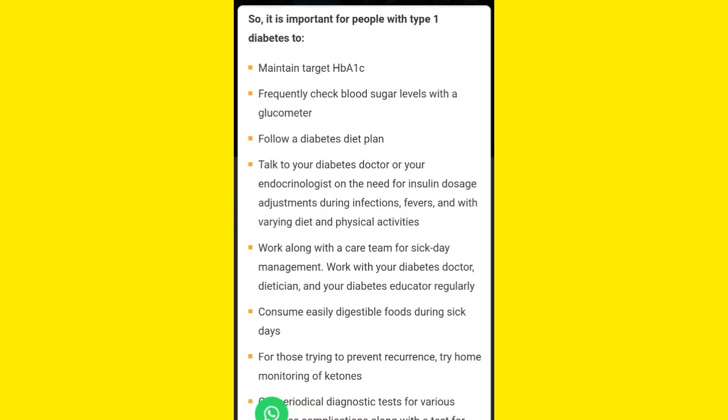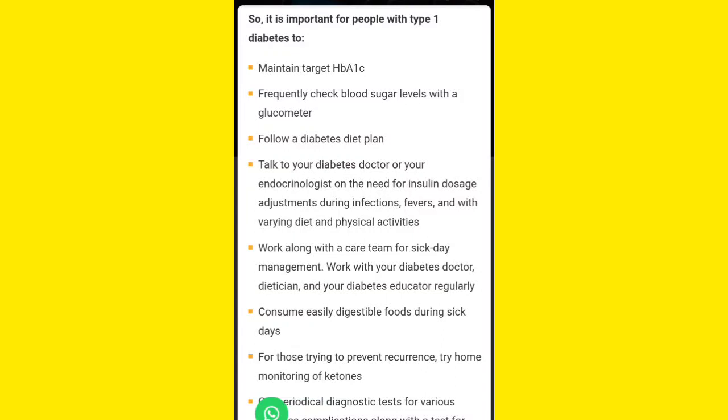This is very, very important. Basically, we need to know how we can prevent this condition. Diabetic ketoacidosis basically happens in patients with type 1 diabetes. So the patient is already having some diabetic diet plan, and is already consulting a dietitian or endocrinologist. So first of all, the patient needs to follow the diet plan. The patient must follow the diabetic diet plan as prescribed by his or her doctor.